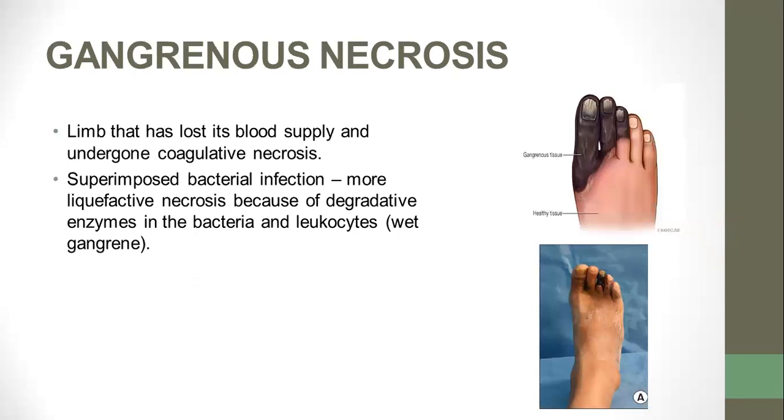Next is gangrenous necrosis, which is a form of coagulative necrosis, and it occurs in limbs that have lost their blood supply, or in the gastrointestinal tract when it has lost its blood supply. It is called gangrenous necrosis. When the gangrenous necrosis is superimposed by bacterial infections, it transforms into liquefactive necrosis. And this is referred to as wet gangrene. Otherwise, it is called dry gangrene.